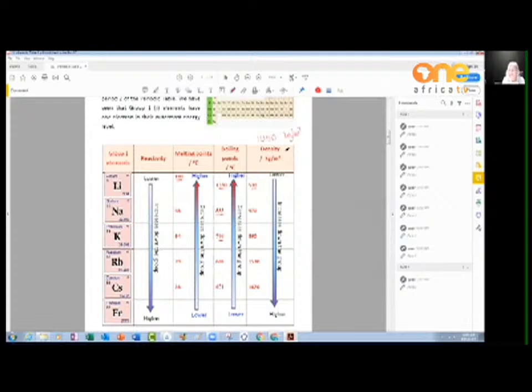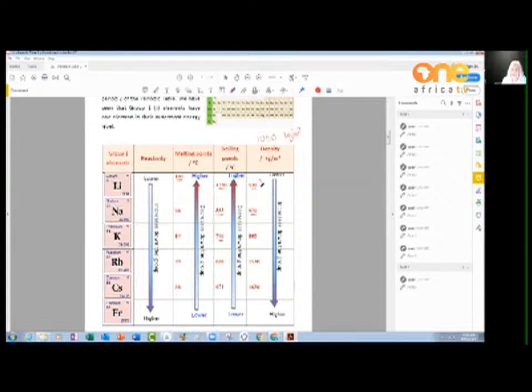These are the SI units for density. So if we compare with water, look at this density of lithium. It's only 530 kilograms per cubic meter. That's nearly half the density of water. Sodium is at 970, which is also less than the density of water. Then we go to potassium, less again, rubidium and cesium and so on. So we see that the density increases as we go down the group.